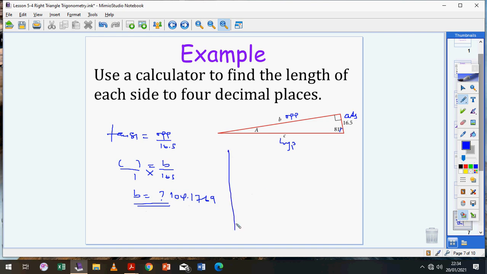I can also use cosine to find the hypotenuse. Cosine of 81 is equal to adjacent, which is 16.5, divided by hypotenuse, which is C. Again, cross multiply. C is equal to 16.5 divided by cosine of 81. You can take this one as slowly as you like, but I'm very confident that you are able to complete it. And you'll find that C is 105.4 something. To 4 decimal places, that's 105.4755.